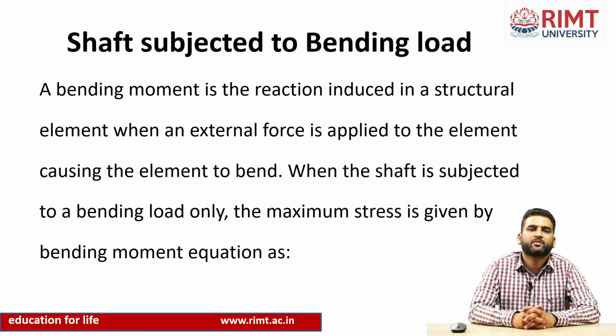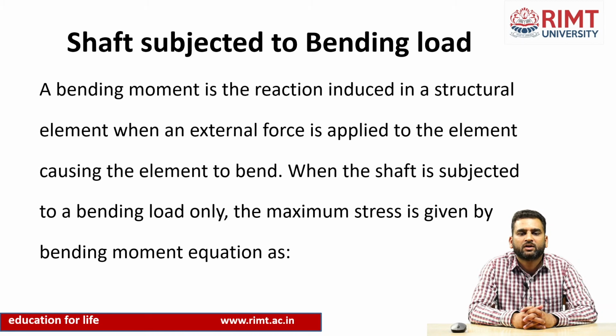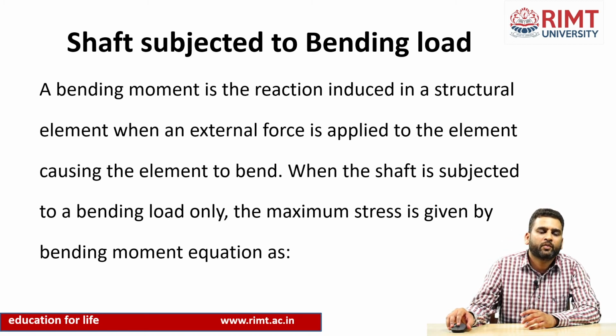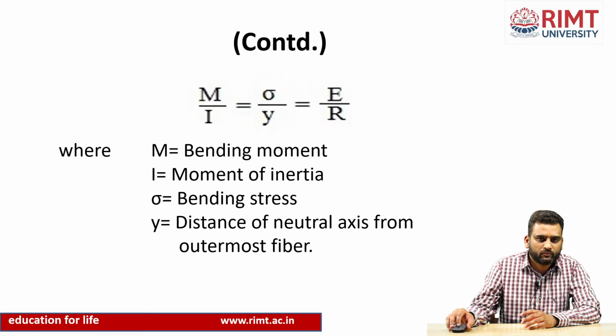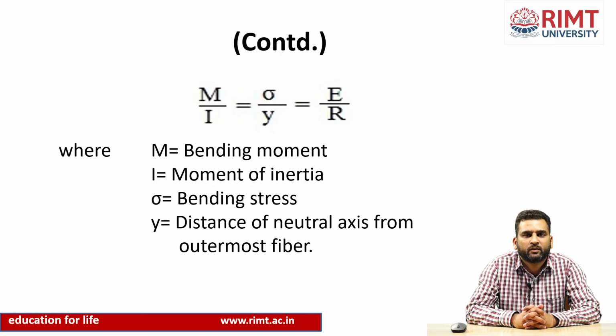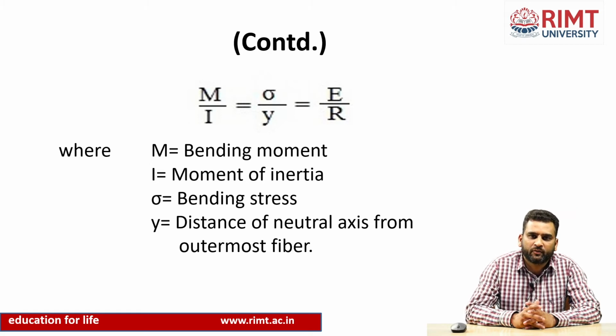When the shaft is subjected to bending load only, the maximum stress is given by the bending moment equation, that is M over I is equal to sigma over y is equal to E by R, where M is the amount of bending moment, I is our moment of inertia, sigma is the amount of bending stress induced in the shaft, and y is the distance of the neutral axis from the outermost fiber.